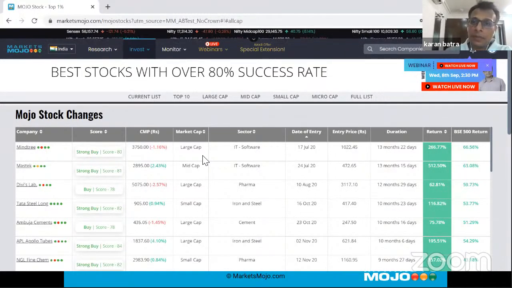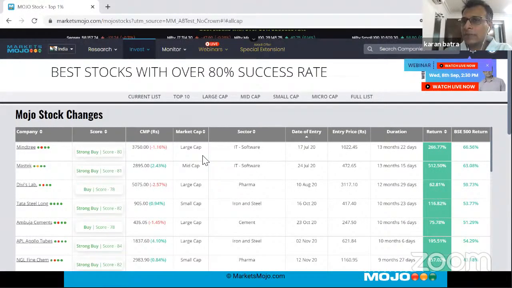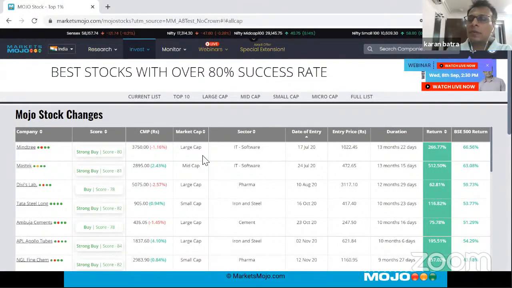There are some liquidity parameters applied on top of it. For example, because we don't want you to get stuck in a very illiquid stock. So this will apply to maybe small caps and micro caps, where we put some minimum liquidity criteria in the stock in terms of their average daily traded volume.